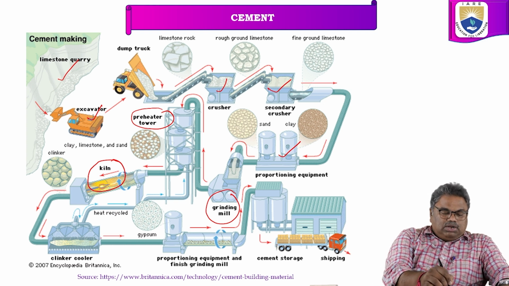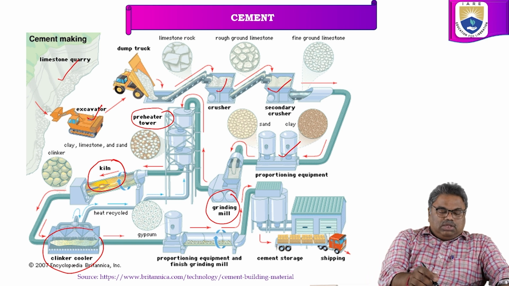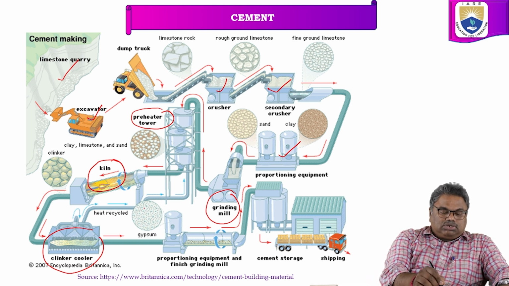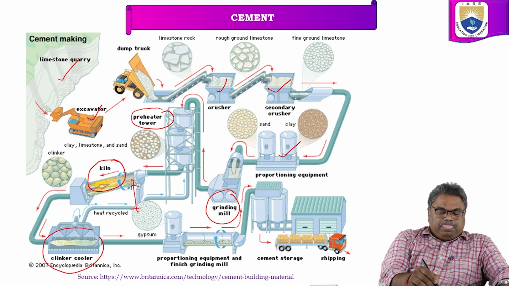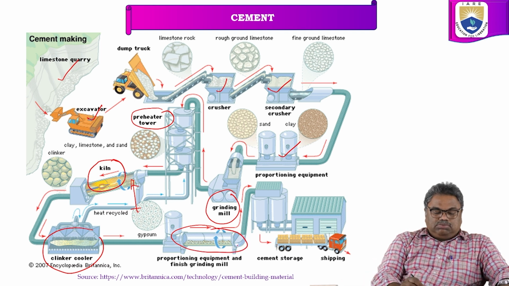From the kiln, it goes to cooling of the clinker. That's what we have discussed. In the coolers, the clinkers will cool here. We will add the gypsum here as well. From here it goes to the final grinding mill. In the grinding mill, cement will form.